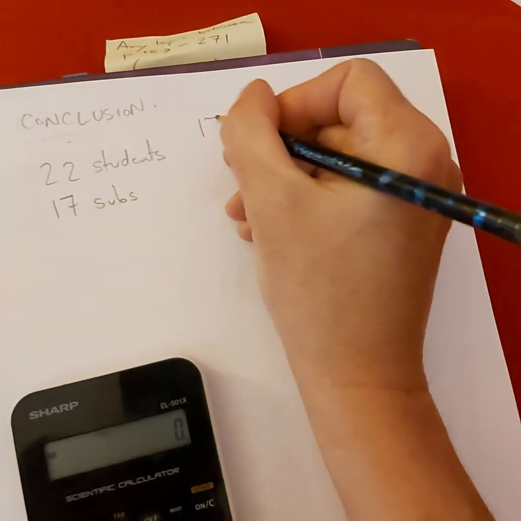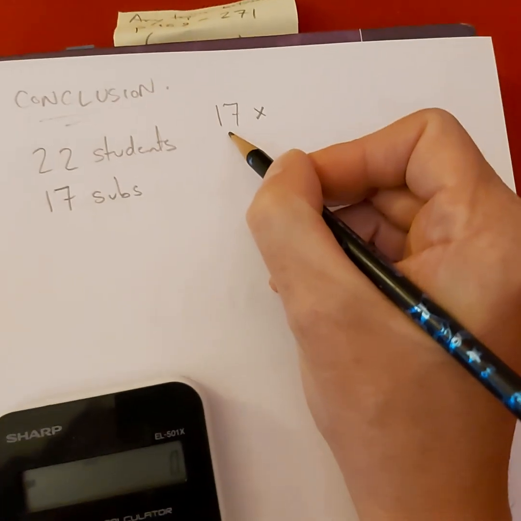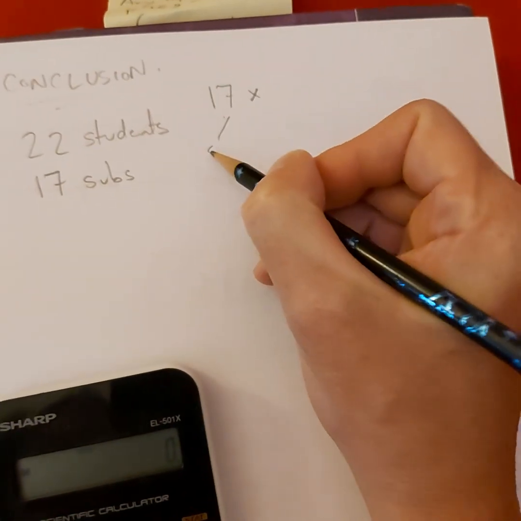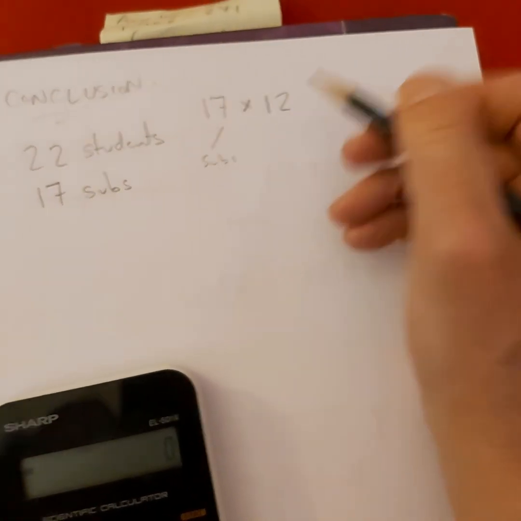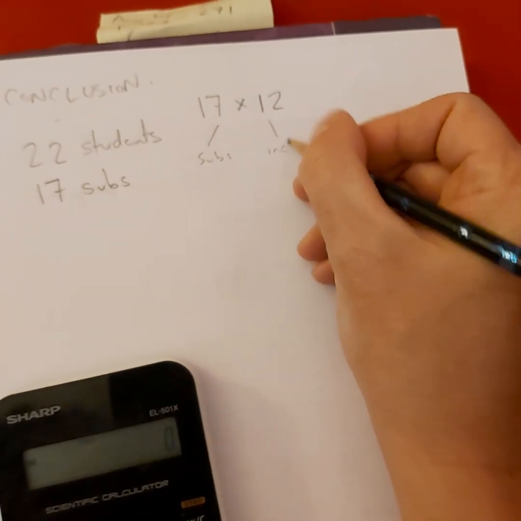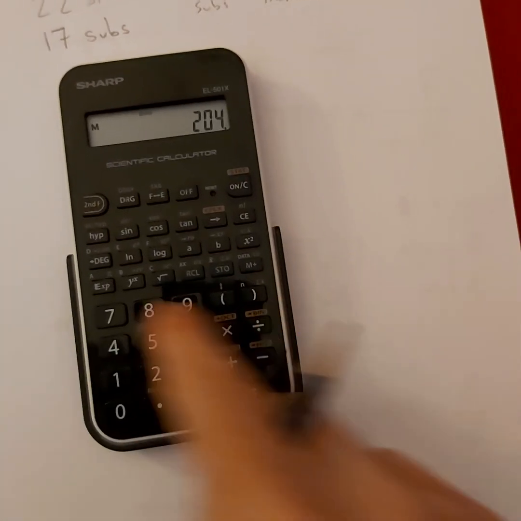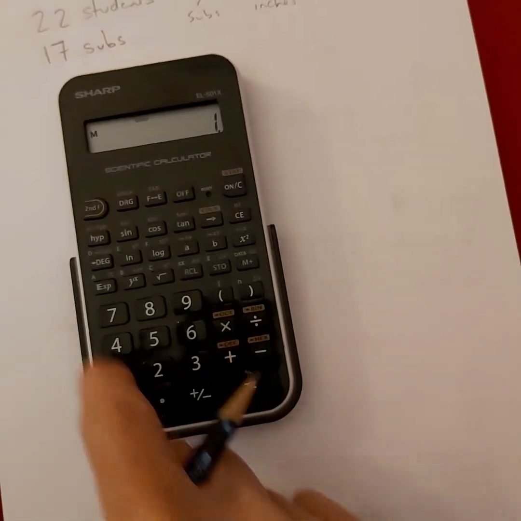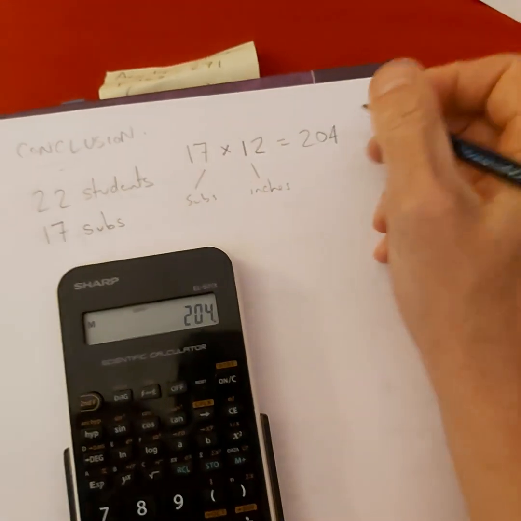Okay, so I'm going to do the same idea here I did before. I'm going to take 17 because that's the number of subs, and I'm going to multiply that by the number of inches in one sub, which is 12. Okay, so I'm trying to figure out the total number of sandwich available. 17 times 12 equals 204 inches.